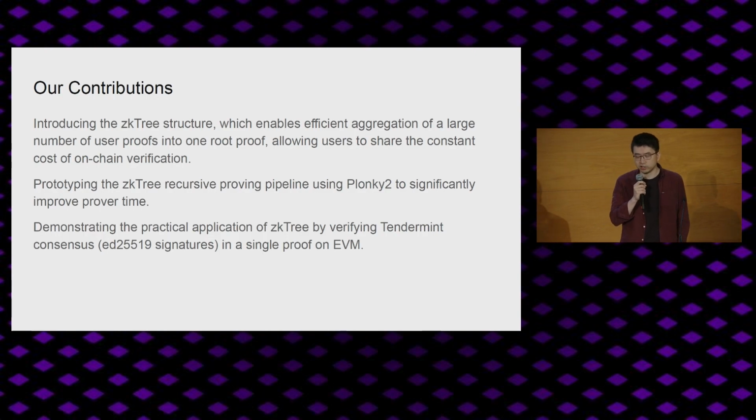Our contribution in this project: first, we introduced the zkTree structure, which enables efficient aggregation of a large number of user proofs into one root proof, allowing users to share the constant cost of on-chain verification. Second, we prototyped the zkTree recursive proving pipeline using Plonky2 and significantly improved the proving time. Third, we demonstrated the practical application of zkTree by verifying Tendermint consensus in a single proof on EVM.